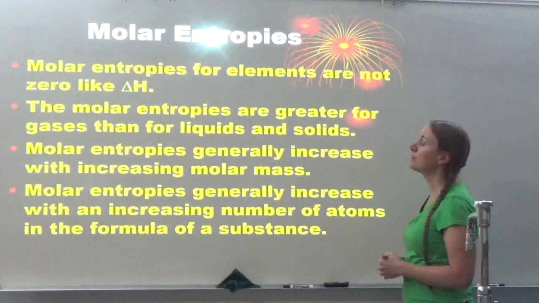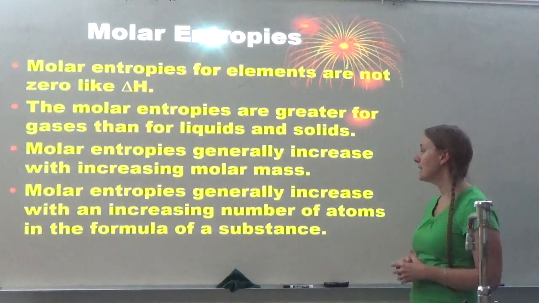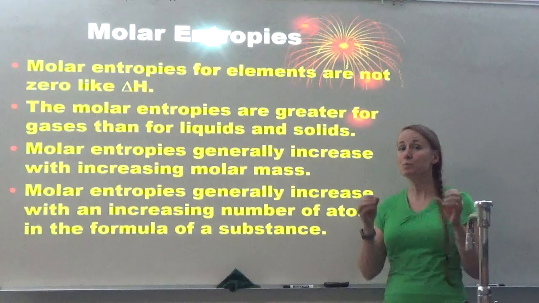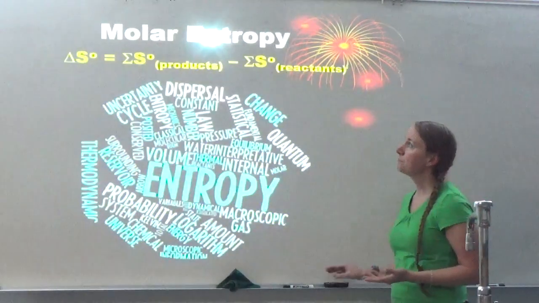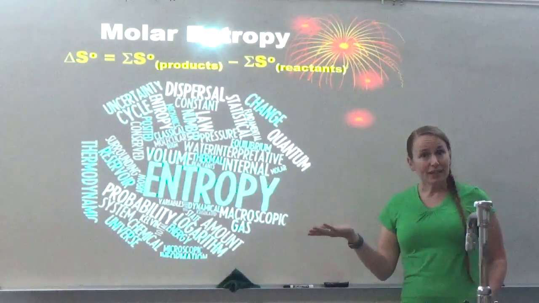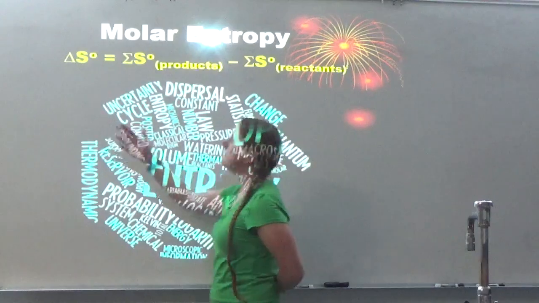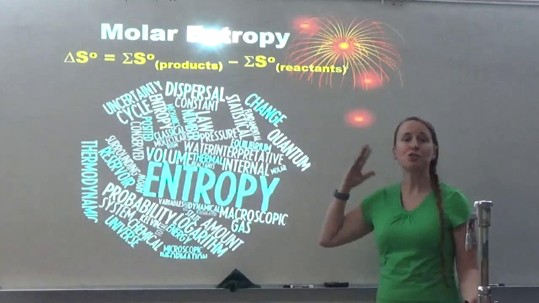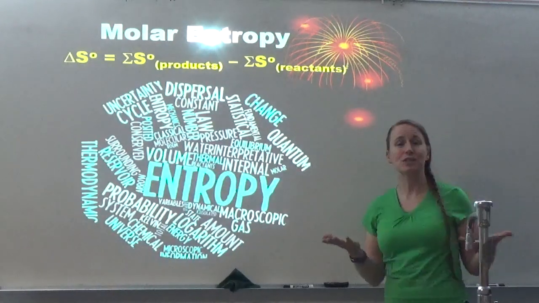Molar entropies generally increase with increasing molar mass, and they generally increase with an increasing number of atoms in the formula of the substance. Because remember, more atoms, more bonds that can go through all those movements that we talked about. So, you'll recognize this formula. We've already used it before in Chapter 5, except we had delta H is delta H of your products minus delta H of your reactants. So now it's just delta S is the delta S of your products minus the delta S of your reactants.